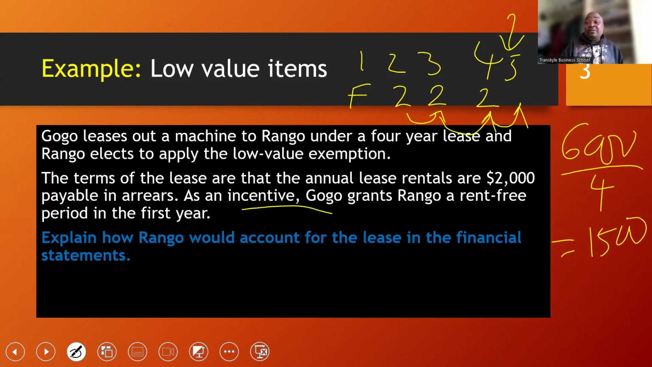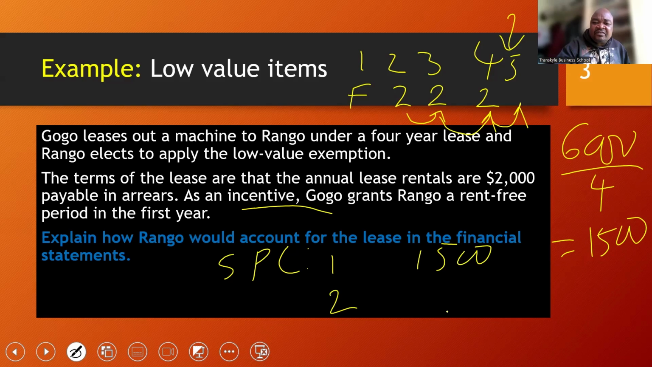Good. So now, we come back to the drawing board and say, what is happening here? Gogo doesn't want money at the end of year 1. So what am I going to do as an accountant? You have already discovered that every year there should be an expense on a straight line basis. So in year 1, even if Gogo doesn't want money, we don't care. For the statement of profit or loss, in year 1, I'm going to charge an expense of 1,500. Year 2, 1,500. Year 3, 1,500. Year 4, 1,500.